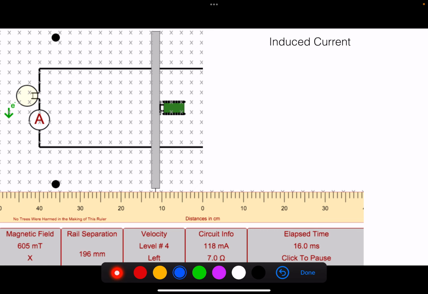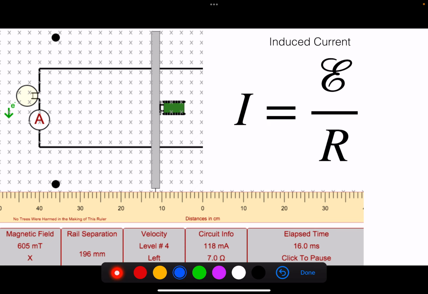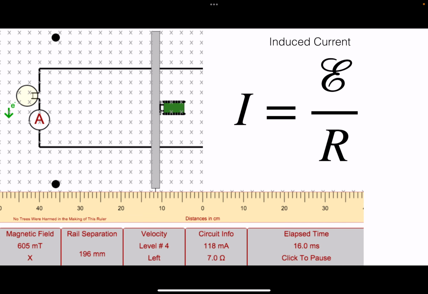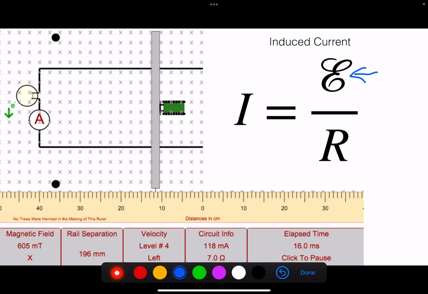Most times we don't really care about the voltage, but we need the voltage to figure out how much current is going to flow through our circuit. So you just use Ohm's law, but instead of using volts on top, you use electromotive force. It's the same thing. It just has a different source. Instead of being created by chemical reactions, it's being created by our magnetic field.